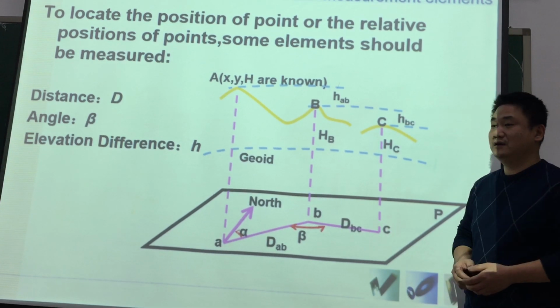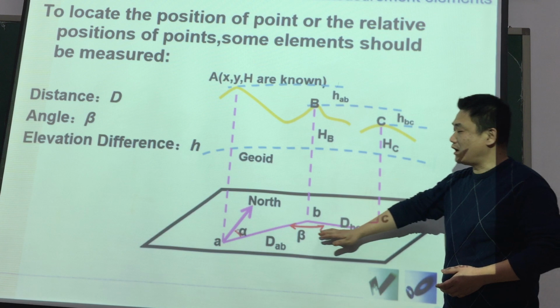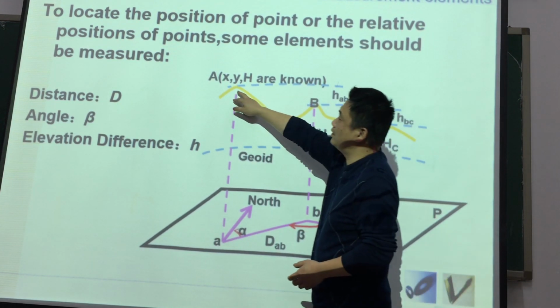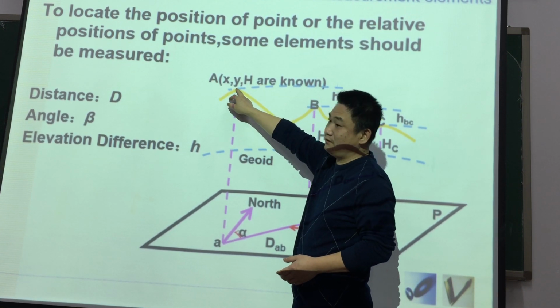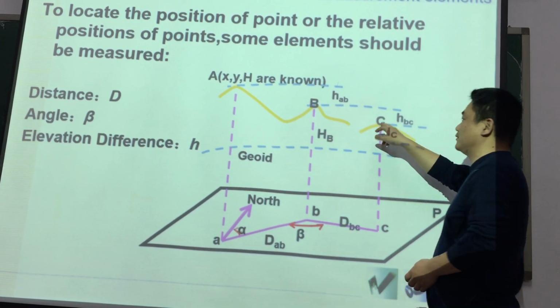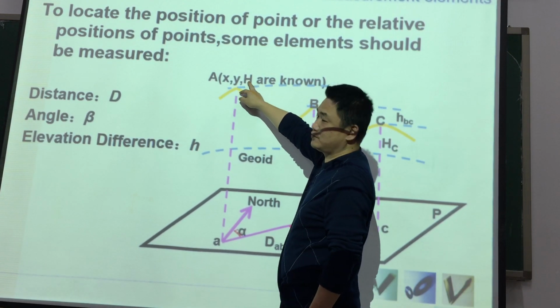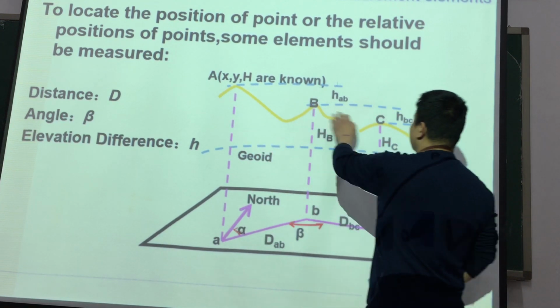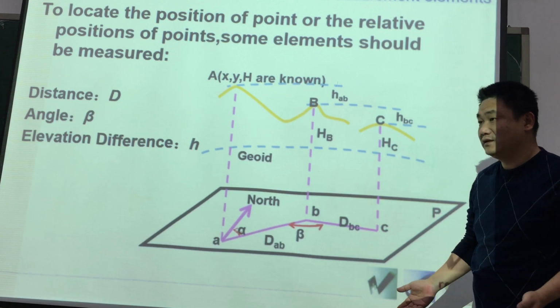B and point C. These 3 points are just projected on the plane surface. In the real world, here is point A, maybe the top of one here, and this is point B, this is point C. We say point A, X, Y, H is given. We know that. So B and C, we don't know.